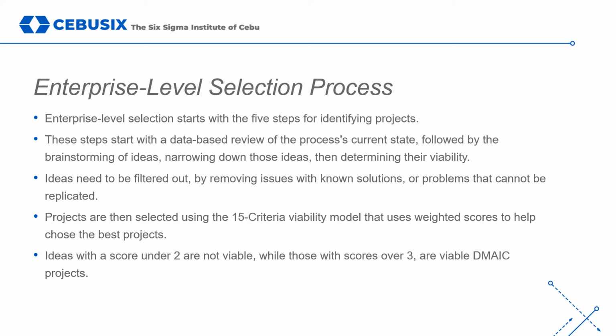Organizations can apply a 5-step procedure for identifying viable Six Sigma improvement projects. These steps are the database review of current state of the organization, brainstorm and describe potential projects, apply some basic criteria to shorten the list, create unique business criteria, and use business criteria to prioritize project lists.